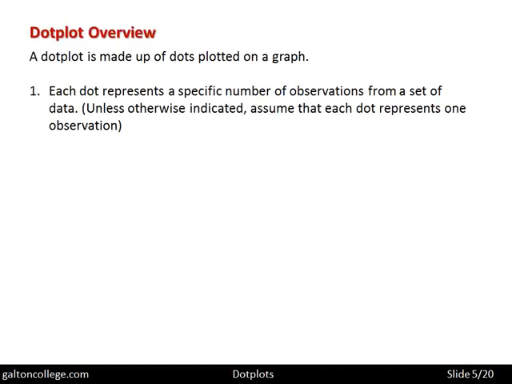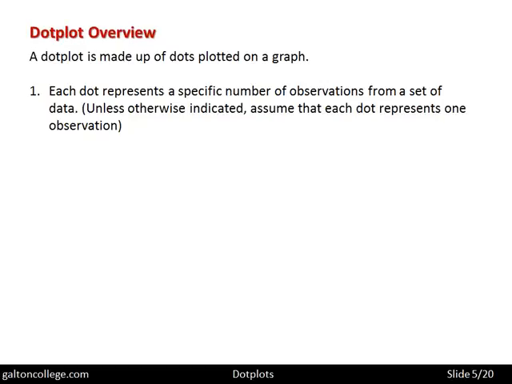Now, the overview. Well, a dot plot is made up of dots plotted on a graph. Nothing very strange about that. The name is a giveaway. It's a dot plot. So it's the number of dots plotted on a graph. Each dot represents a specific number of observations from a set of data. Unless otherwise indicated, it's reasonable to assume that each dot represents one observation.